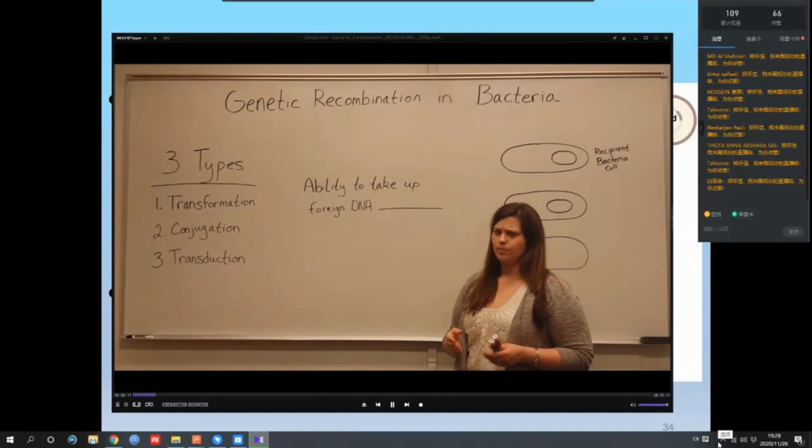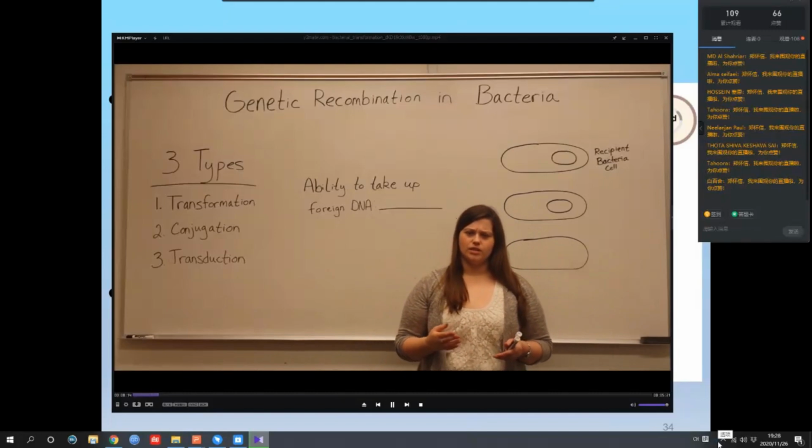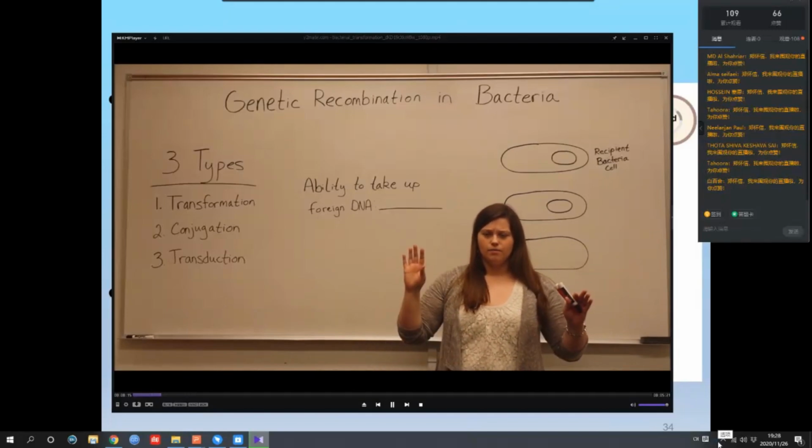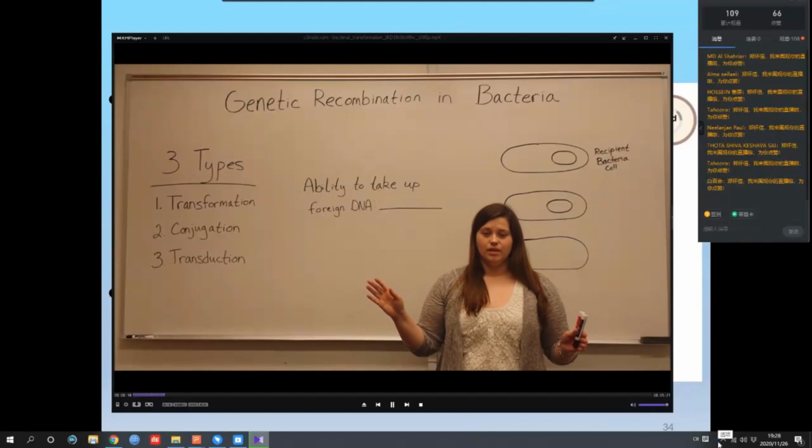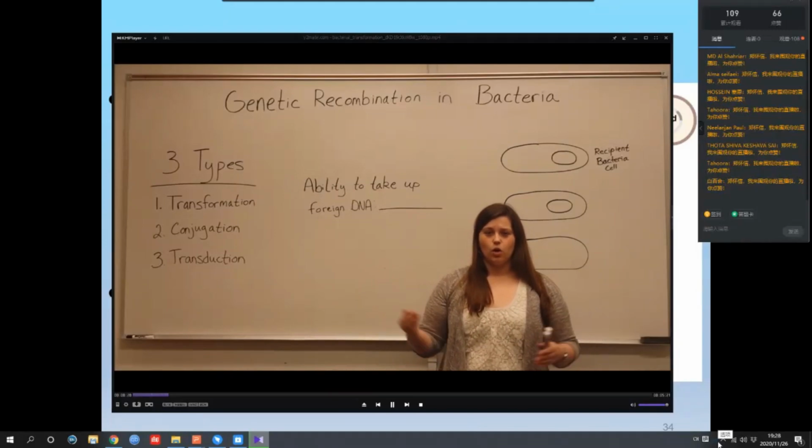Today I want to talk about genetic recombination in bacteria. Bacteria cells are pretty cool because they have the ability to take up foreign DNA and actually incorporate it into their own genetic profile in order to make the proteins that that foreign DNA encodes for. This can give bacteria cells extra functionality.